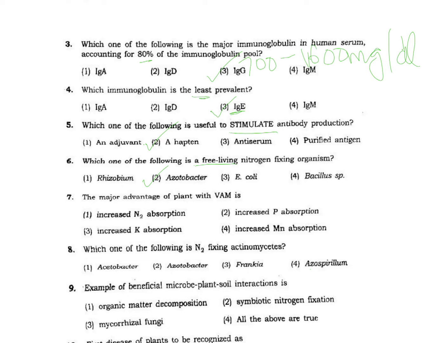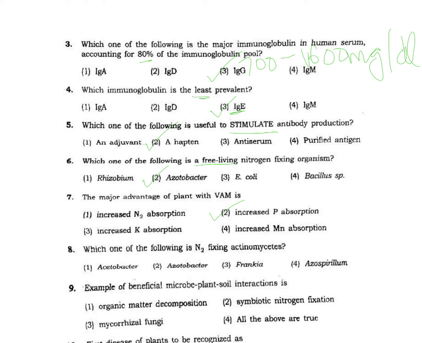Question number 7. The major advantage of plants with VAM; VAM stands for vesicular arbuscular mycorrhiza. It is a symbiotic association between fungi and angiosperms. The options are 1, increased nitrogen absorption; 2, increased phosphorus absorption; 3, increased potassium absorption; 4, increased manganese absorption. The correct one is number 2, increased phosphorus absorption.